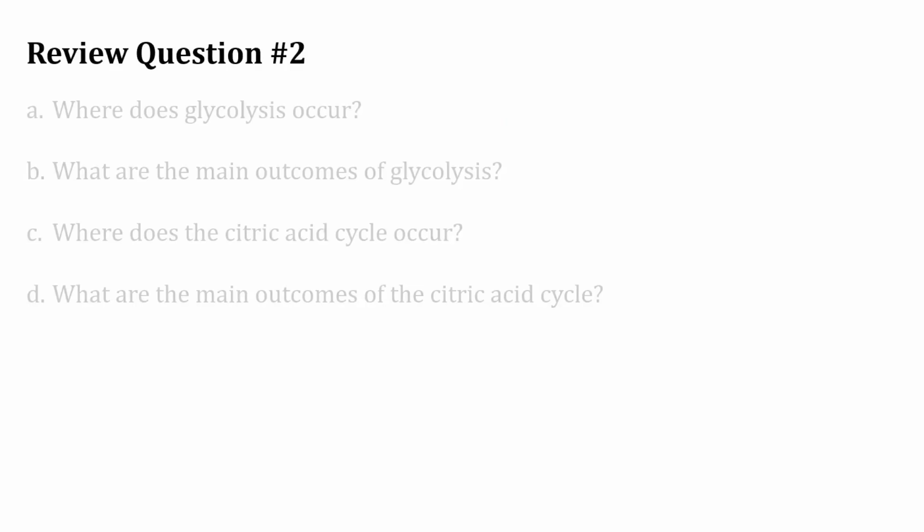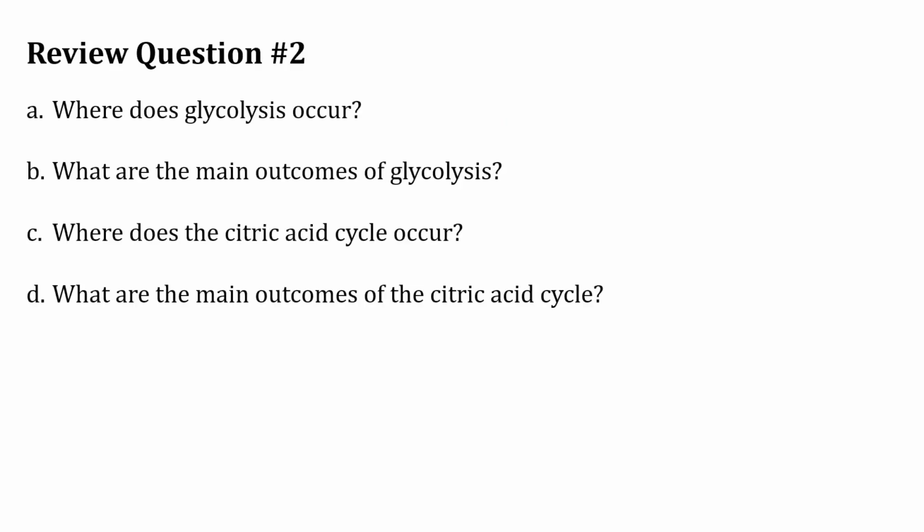All right, here's review question 2. Where does glycolysis occur? What are the main outcomes of glycolysis? Where does the citric acid cycle occur? And what are the main outcomes of the citric acid cycle? Go ahead and pause the video and work on these.